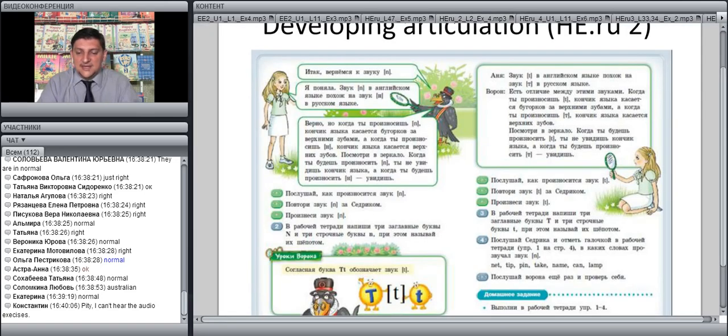Урок 2. This is the exercise number 4. Послушай Седрика и отметь галочкой в рабочей тетради, в каких словах прозвучал звук «н». Net. Tip. Pin, take, name, can.